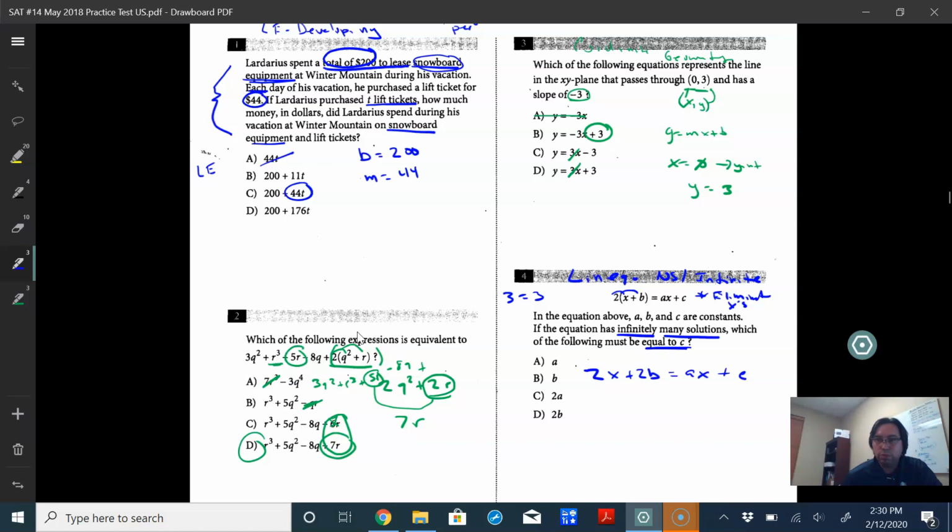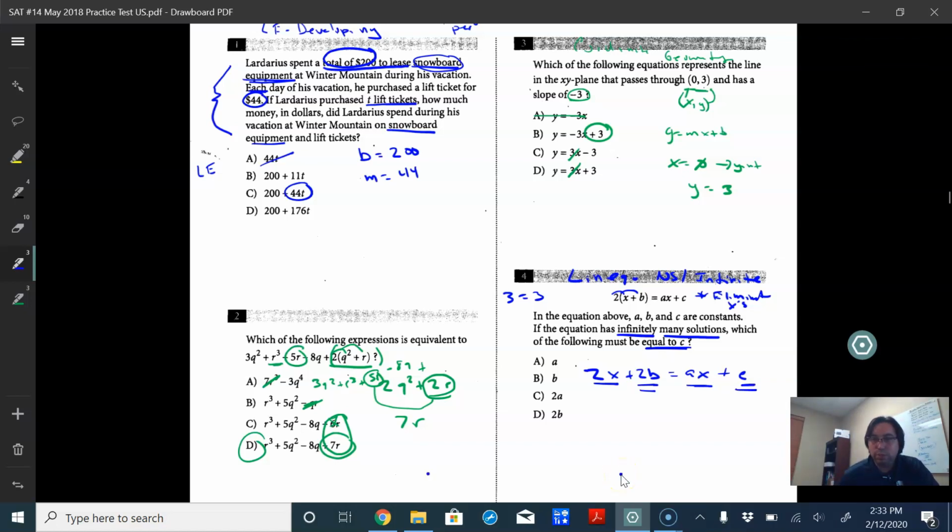So let's bring the x's together to one side and then see what would be with the c. We're trying to see which one is equal to c. Actually, I'm sorry, in looking at this, we can see that we have a pattern here. We have 2x and ax here, and we have 2b and c here as well.